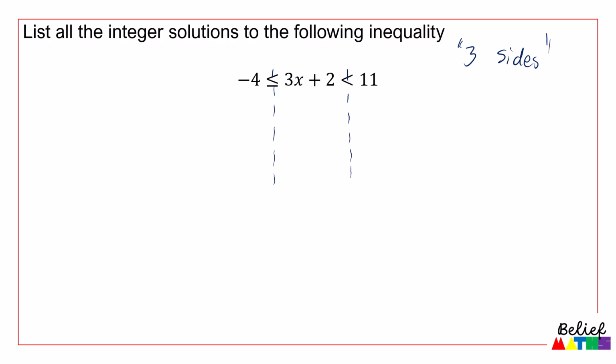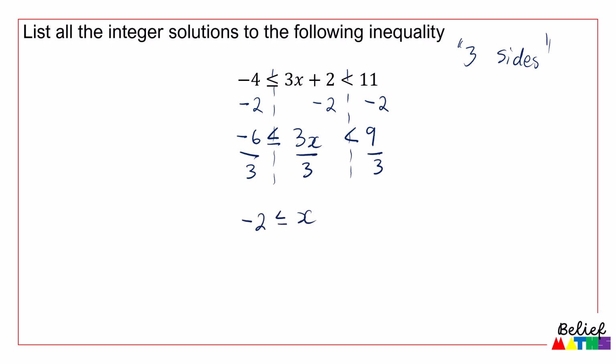So in this case, we're trying to get this x on its own. If we subtract 2 from the middle, we do it on the left and on the right. So therefore that's -6 is less than or equal to 3x, which is left in the middle, which is less than 9. And then to get x on its own, we divide the middle by 3. So we divide the 9 by 3 and we divide the -6 by 3. And that gives us -2 is less than or equal to x is less than 3.